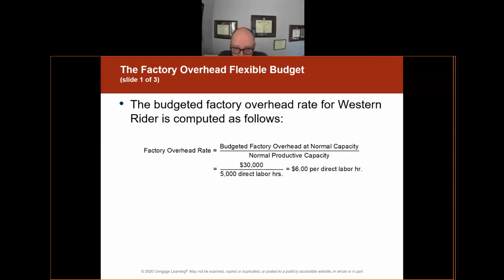So to calculate the factory overhead rate, again, we take the budgeted factory overhead at normal capacity. Normal capacity means 100%. In this example, 30,000 divided by the normal productive capacity. In other words, the planned hours of production, 5,000 hours. So 30,000 divided by 5,000 hours is $6 per hour of factory overhead.